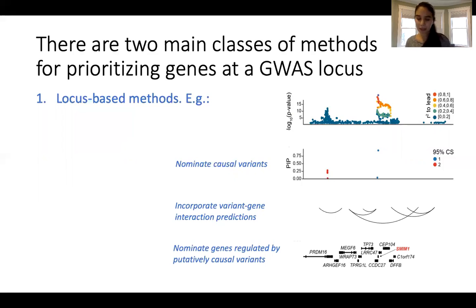There's a lot of different methods in this family of methods, using eQTL data, using epigenetic data, even simple methods like what's the gene that's closest to the index SNP, we would classify as locus-based methods, and what ties them together is that they're based on dissecting the signal at the locus itself.